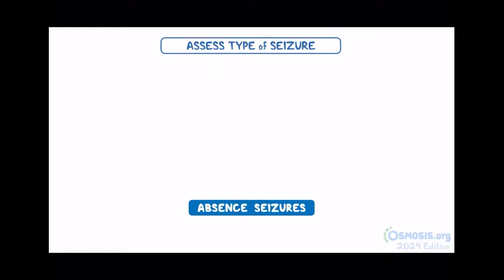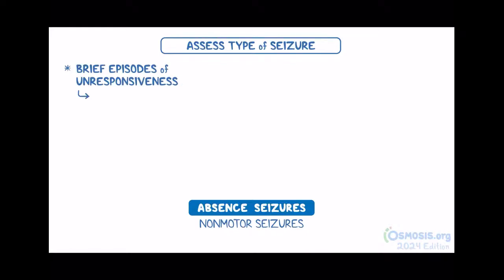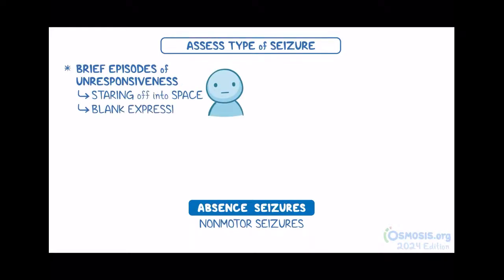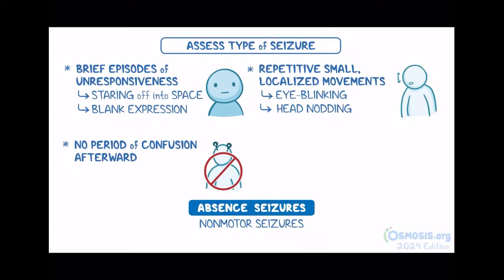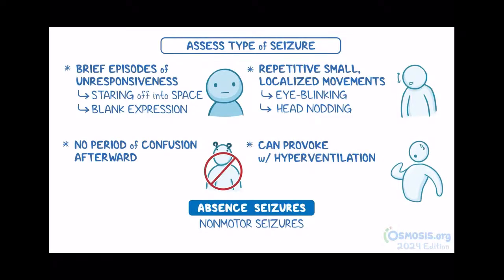Finally, let's look at absence seizures, which are non-motor seizures. In this case, history will reveal that the patient has brief episodes of unresponsiveness, characterized by staring off into space or having a blank expression. During the episode, the patient might present with repetitive small, localized movements such as eye blinking or head nodding. Remember, these individuals will have no period of confusion afterward, meaning they will immediately go back to what they were doing before the seizure. One important thing to keep in mind is that in most patients, you can provoke this type of seizure with hyperventilation. These findings are highly suggestive of typical absence seizures.